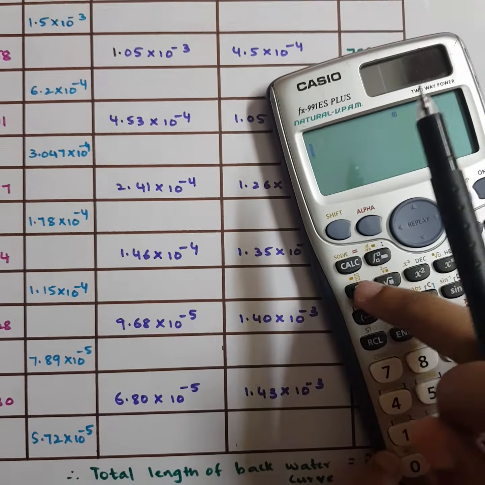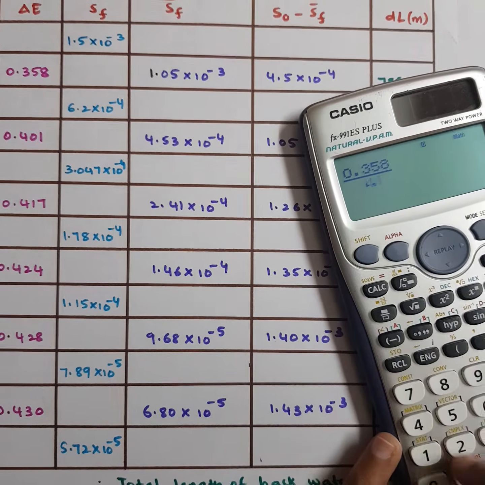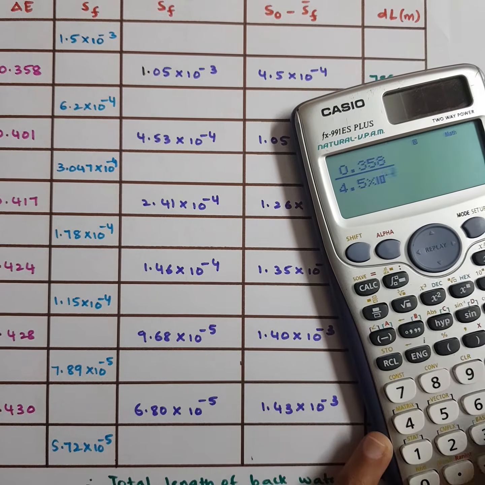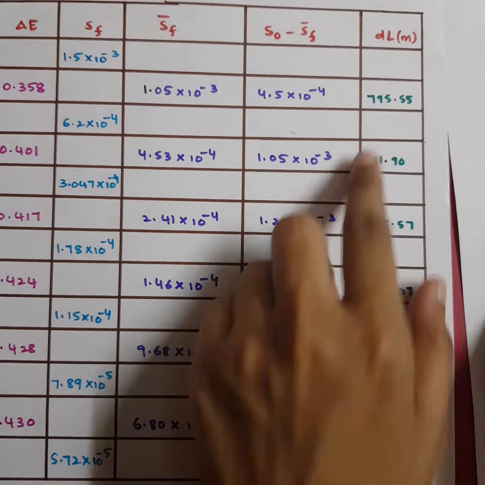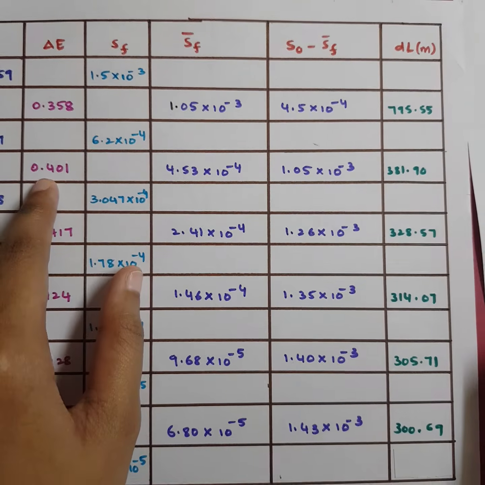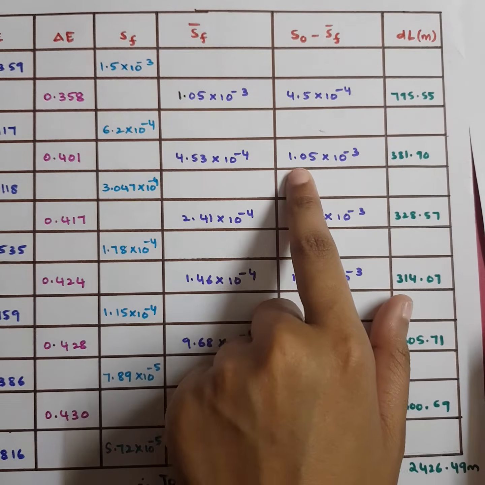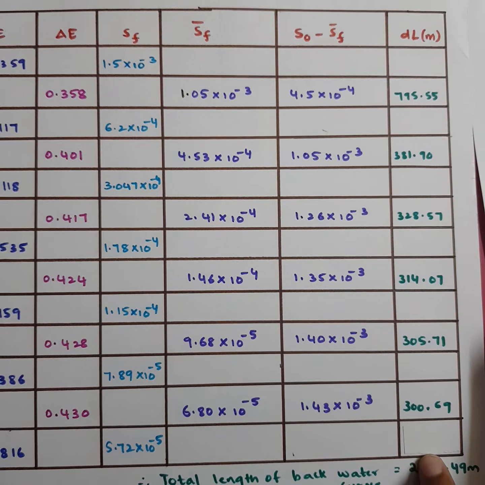I'll show you here. 0.358 divided by 4.5 into 10 power minus 4 is 795.55. That's what I've written. Like this, complete this column. Next one will be 0.401 divided by 1.05 into 10 power minus 3. You'll get this answer. Like this, complete this entire column.